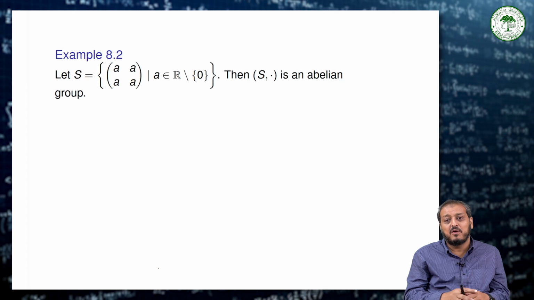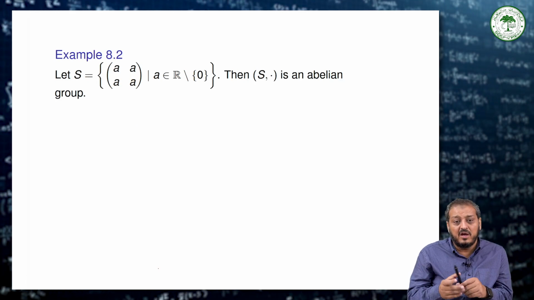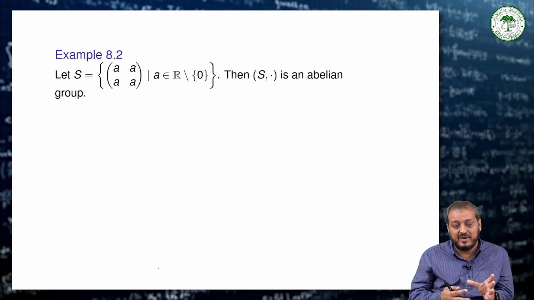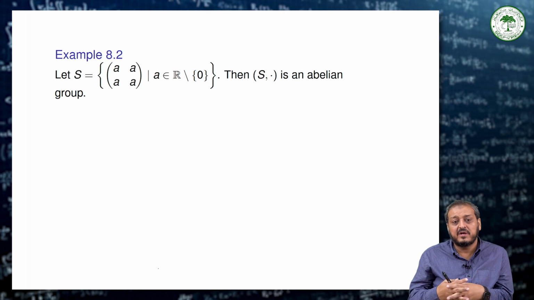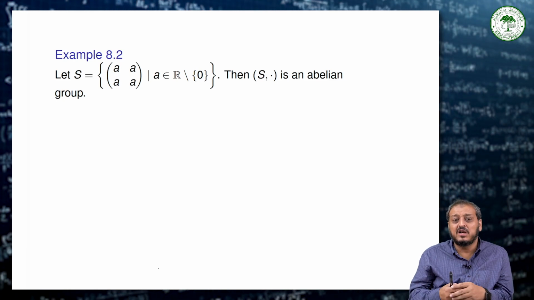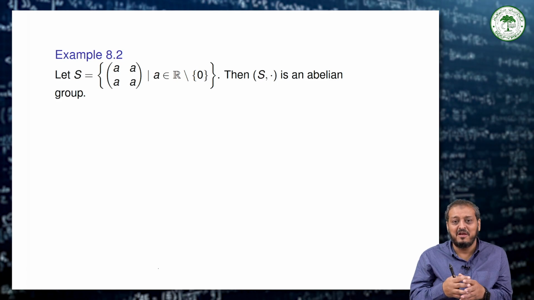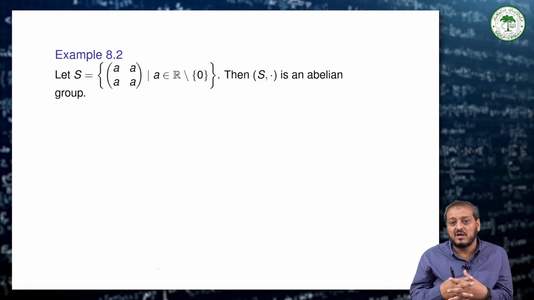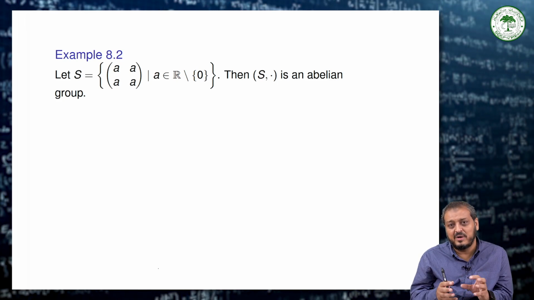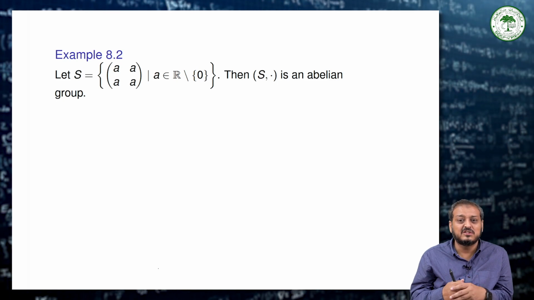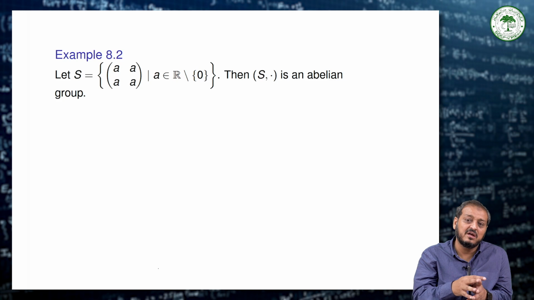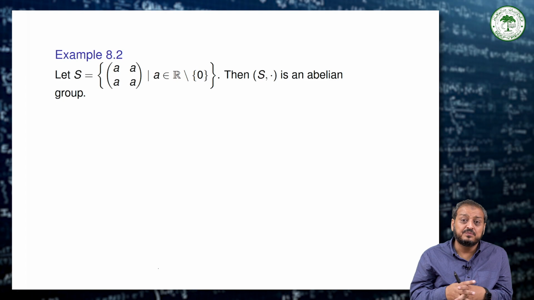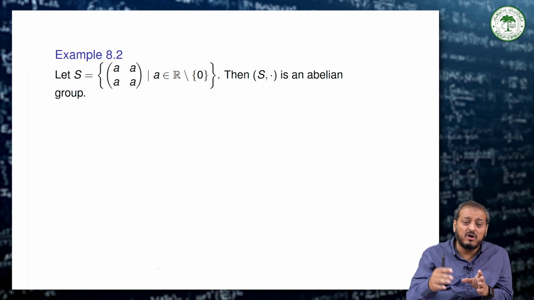So let us try one more example. We take a matrix and we try to show that this matrix under multiplication forms a group. Let S be the set of matrices whose elements A are real numbers except 0. Under multiplication, if we have a zero matrix, then inverses do not exist. So we take such a matrix where all the elements of A are not equal to 0, all are real numbers.